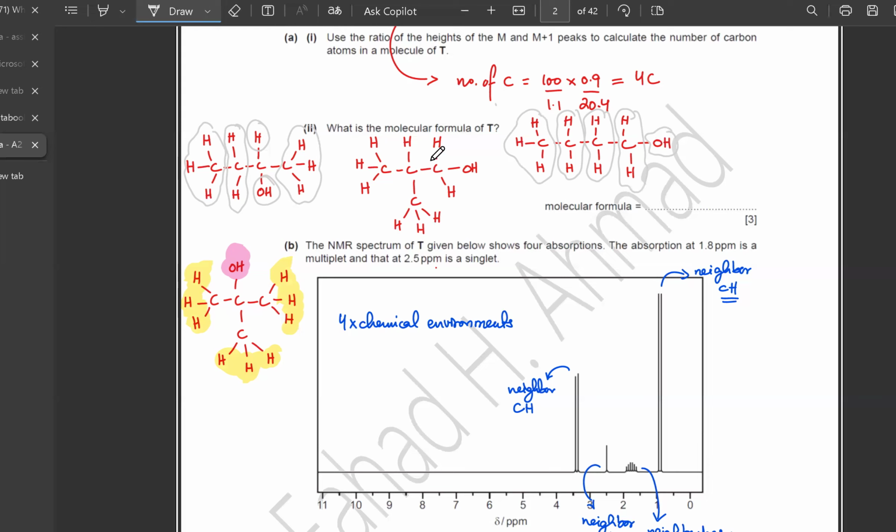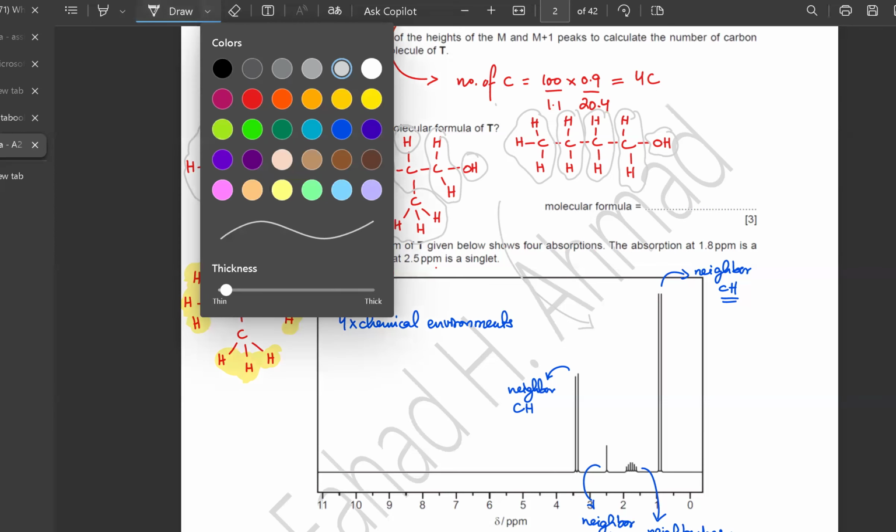How many peaks does this one have? Are these two CH3s exactly the same or are they different? They are the same, because they're bonded to the same carbon atom. So these two CH3s are exactly the same. This H is different from all the others. The CH2 is different from all the others, and there's this OH. So how many environments? That's a total of 4 environments, right? So you got 4 environments, right?